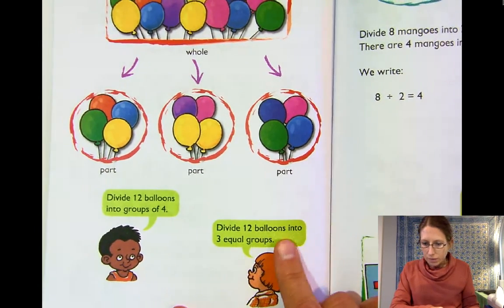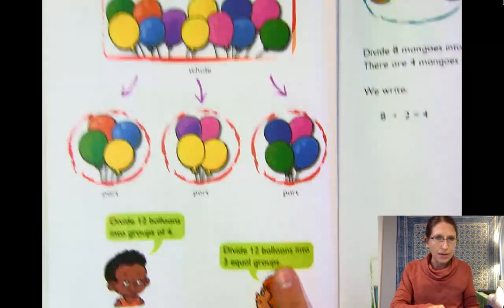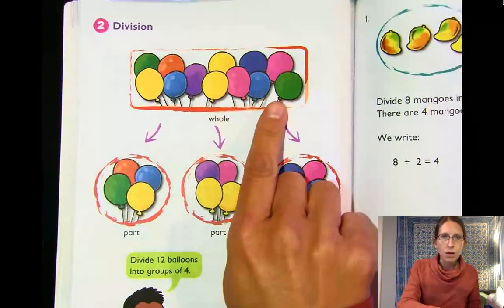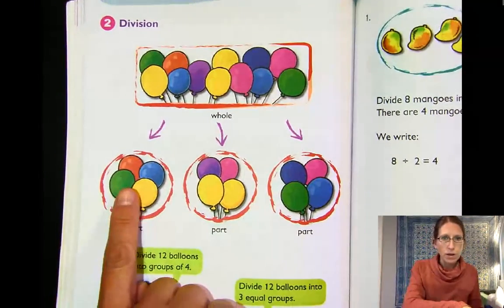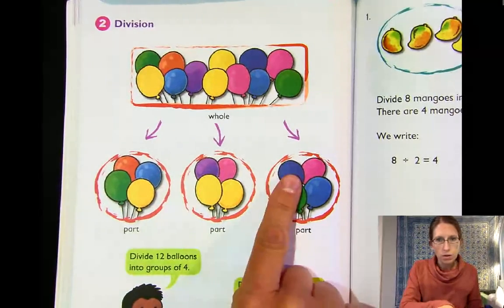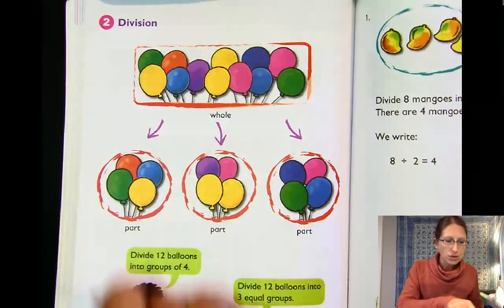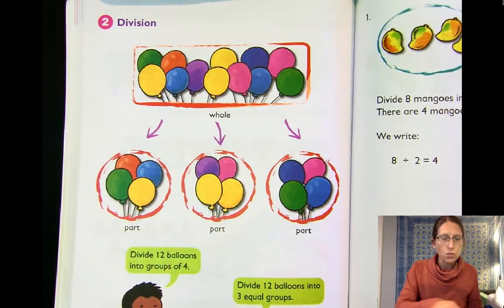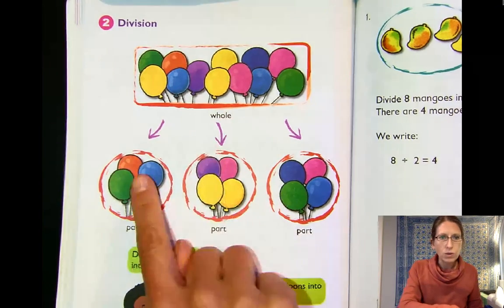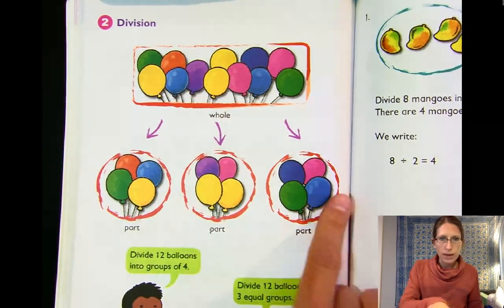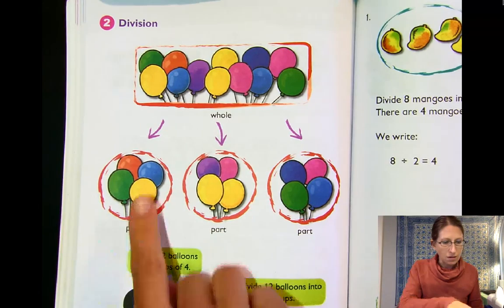This is a little more of what we practiced yesterday. If you had 12, you would say, I'm going to put 1 here, 1 here, 1 here, and then another one here and here and here. You just keep sharing until you run out. If we had 12 and kept sharing until we ran out, we would get 4 in each group.